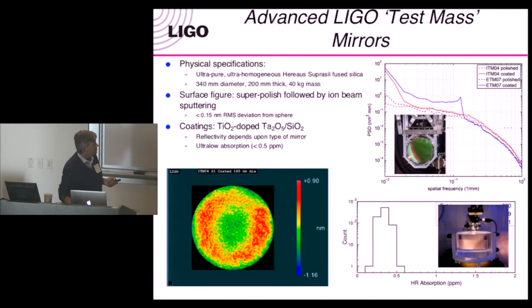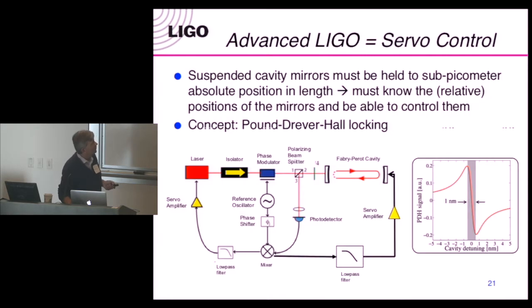All right, the mirrors themselves are also state-of-the-art. This is a phase map of the mirror. What you're looking at, the false color, is the surface deviations from a sphere, measured in nanometers here. So this is one of the most perfectly figured mirrors in the world. It's also low absorbing. It has a lot of technology and material science that gets put into it to make it work, but it does work.